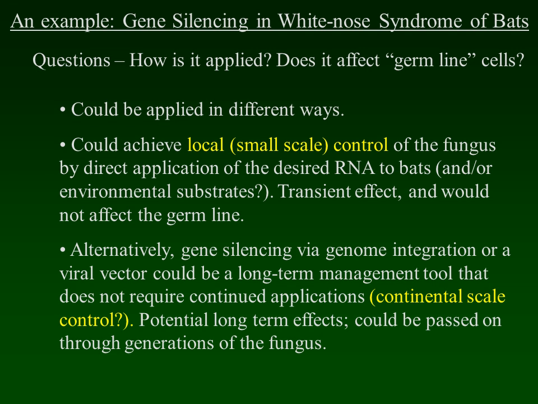Alternatively, these gene silencing things could be integrated into both the genome or into viruses that pass throughout the fungus, and this could be important at continental scale control with the potential for being able to control the disease with limited human input, but again with the potential for long-term effects, and could be passed on through generations of the fungus. Next slide, please.